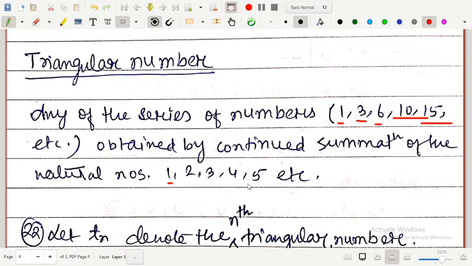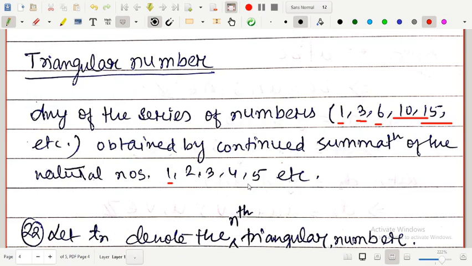Understood what I am saying? The first triangular number T1 is 1, the first natural number. The second triangular number 3 is the sum of 1 plus 2. Next, the third triangular number is 6. It is obtained by adding 1 plus 2 plus 3. The fourth triangular number is obtained by adding 1 plus 2 plus 3 plus 4. The fifth triangular number 15 is obtained by adding 1 plus 2 plus 3 plus 4 plus 5.